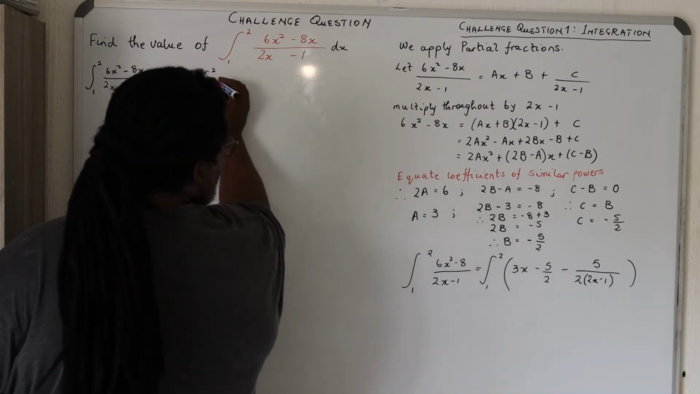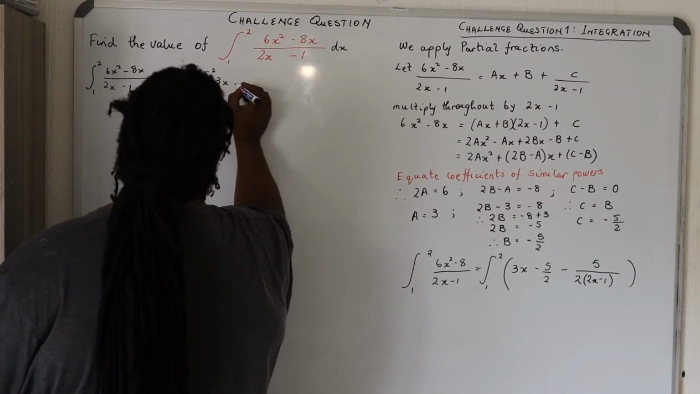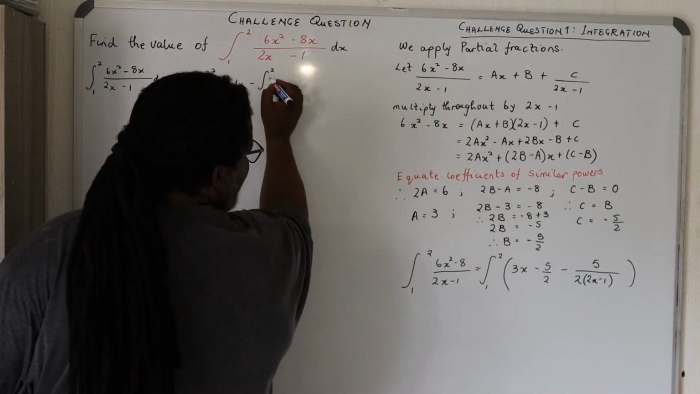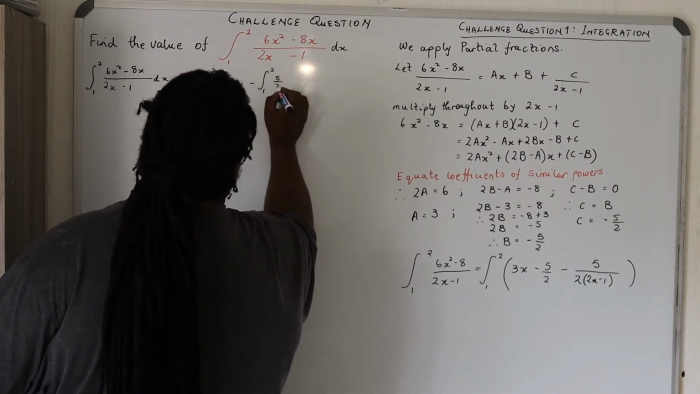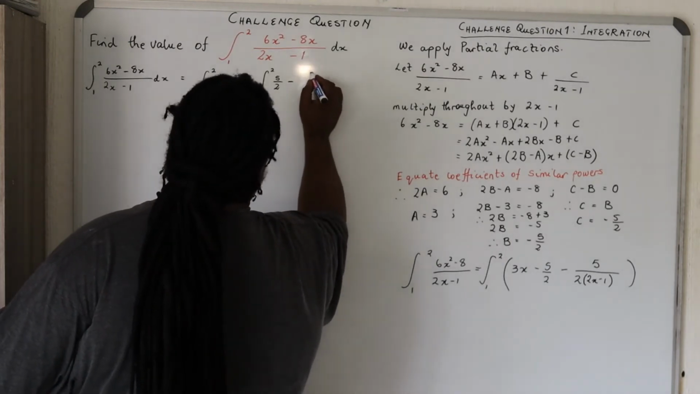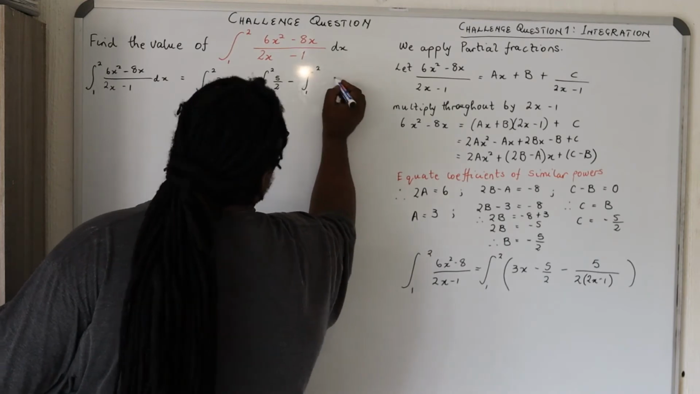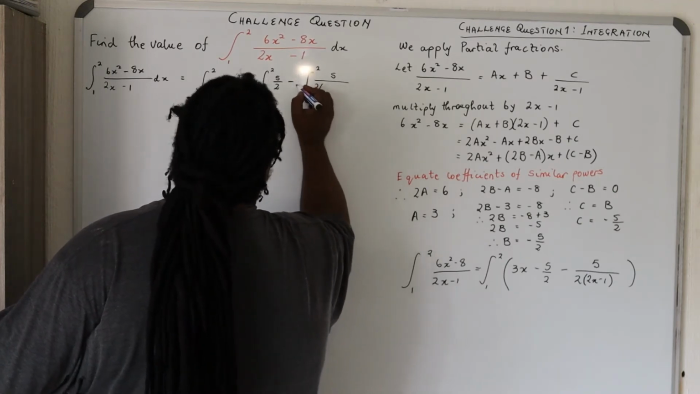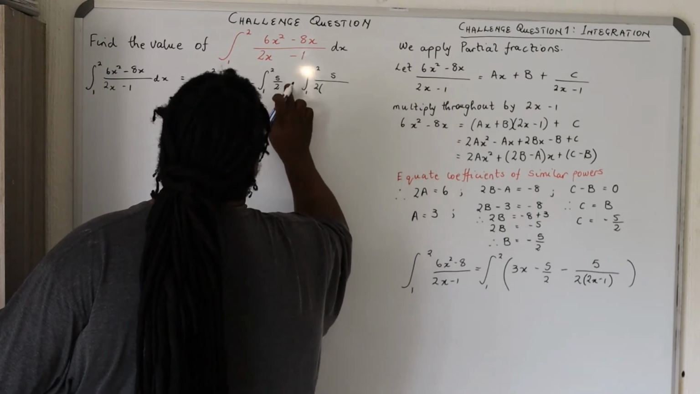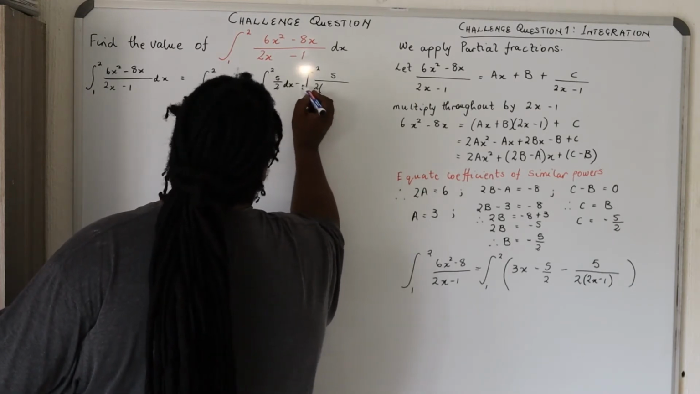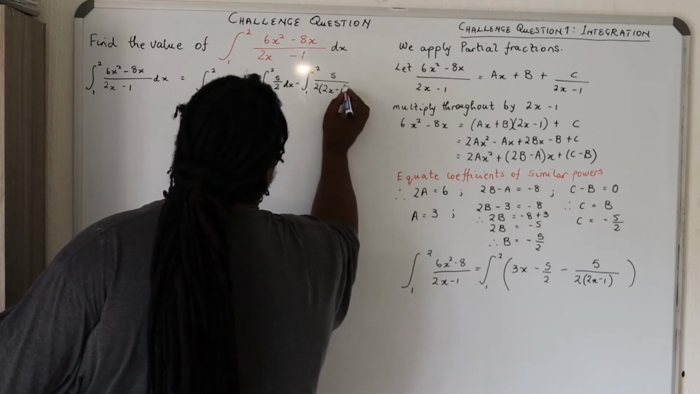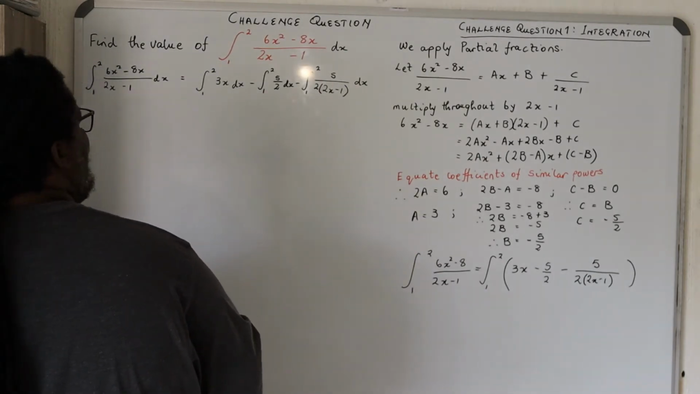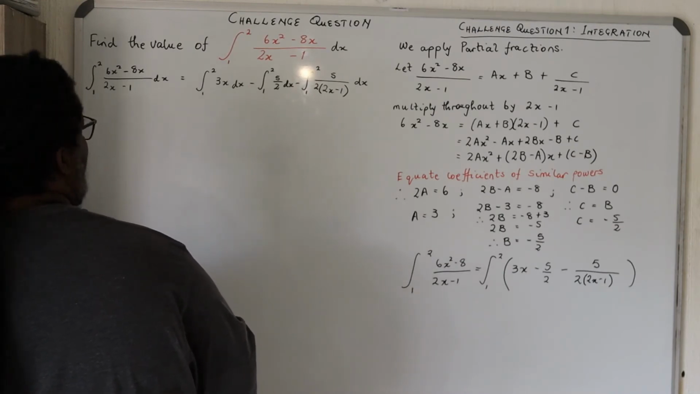integral from 1 to 2 of 3x dx minus integral from 1 to 2 of 5 over 2 bracket. So here we can say dx minus that (2x minus 1) brackets dx, and we integrate this individually to get the solution that we are supposed to get.